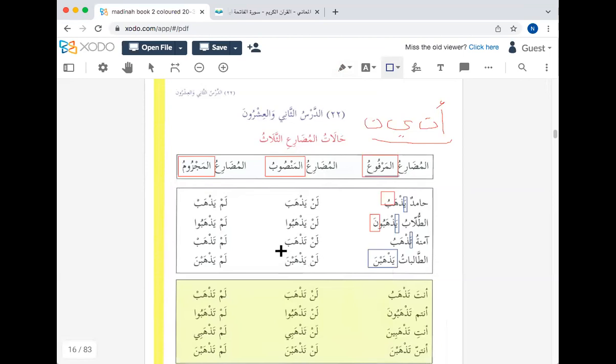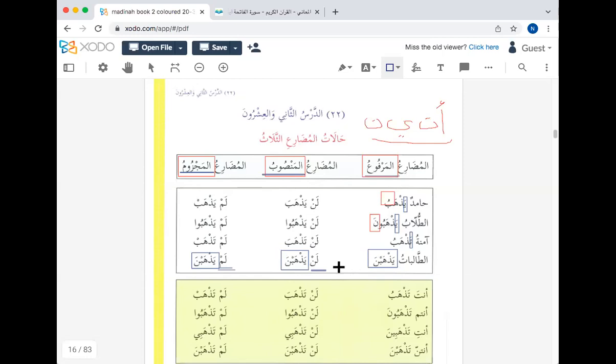Whereas over here, lan yadhhabna, lan changes the fi'l mudari' into mansoob. But you can't see that it's mansoob because it's mabni. And also, الفعل المجزوم, which is the third one here, lam is one of the ways of having a fi'l mudari' become majzoom. And here you have lam yadhhabna. Also, you can't see the alamatul jazm. It's also mabniyun, and therefore the jazm is not shown.